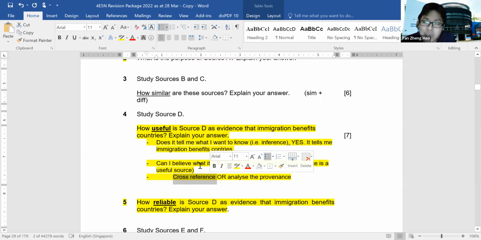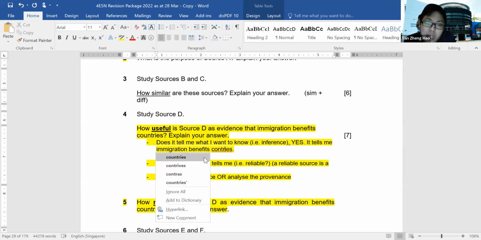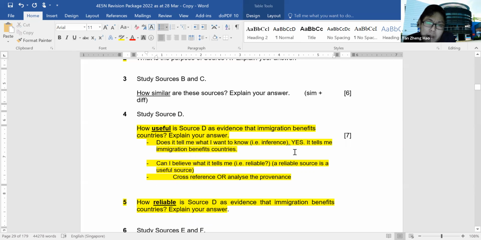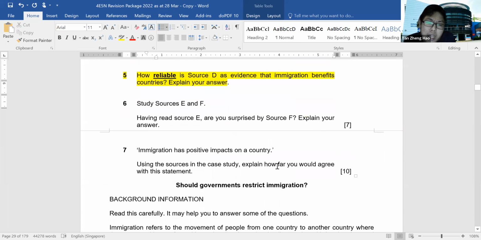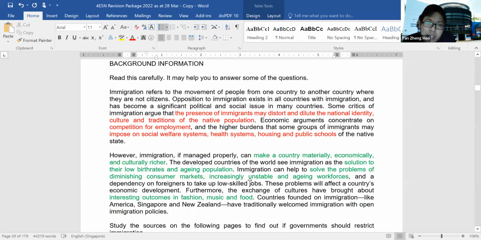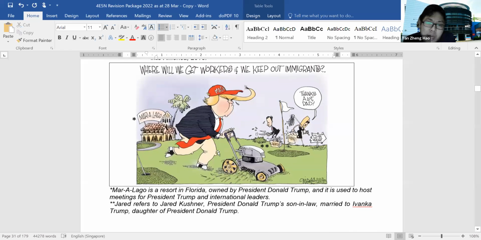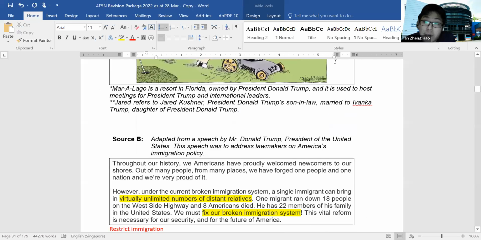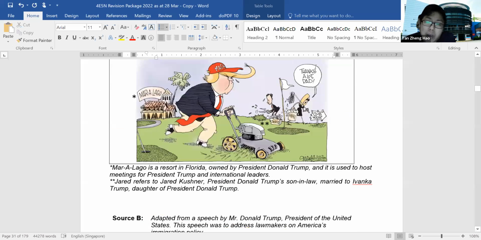So cross-reference basically means I'm going to check if another source also tells me immigration benefits the countries. Okay, we already found that source D tells me yes, it benefits countries. So we're going to see whether another source tells me it's beneficial or not. Okay, so maybe if you're feeling a bit lazy like me, I can use some of the previous sources and tell me whether it benefits the country.